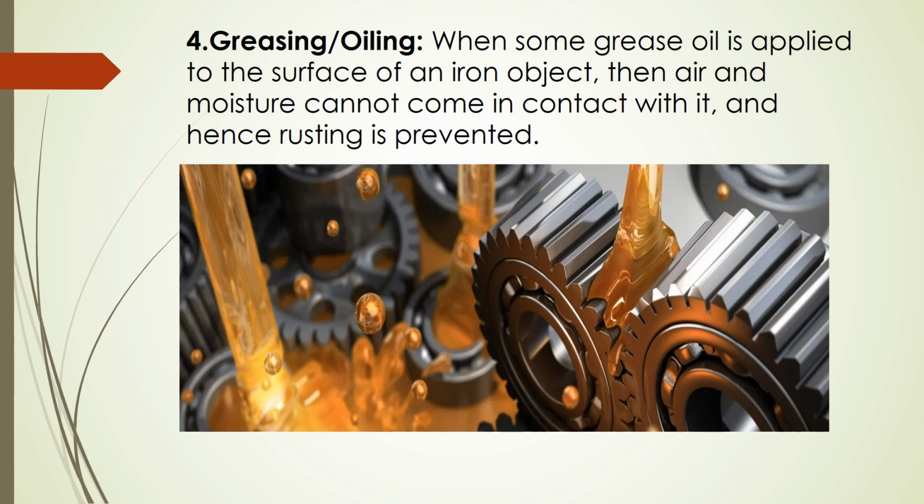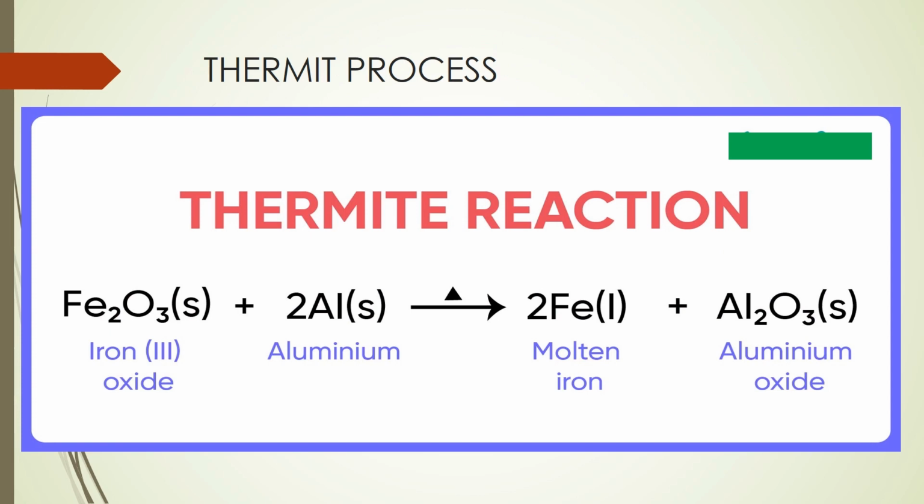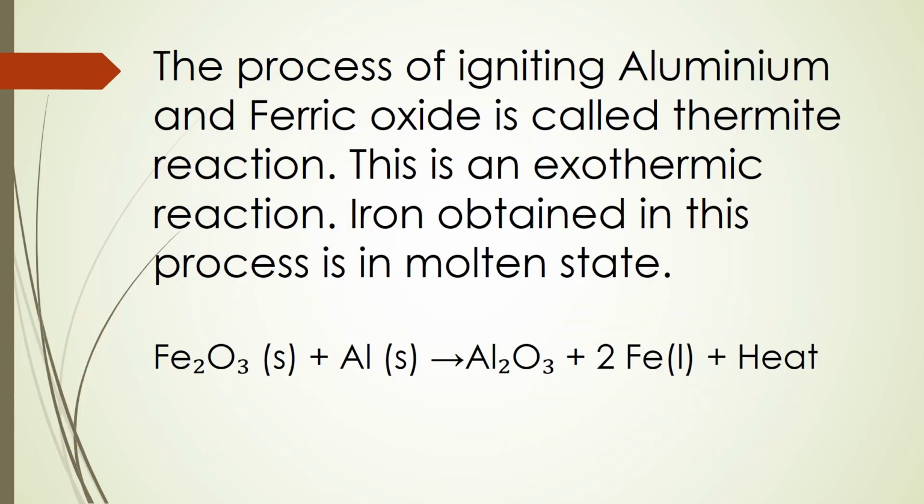Thermit process. In thermit process there is an important reaction. We get iron in molten state in this process. Iron oxide reacts with aluminum to give molten iron plus aluminum oxide. The process of igniting aluminum and ferric oxide is called thermit reaction. This is an exothermic reaction. Iron in the process is in molten state. The main reaction involved in this process is Fe2O3 plus Al gives Al2O3 plus Fe.